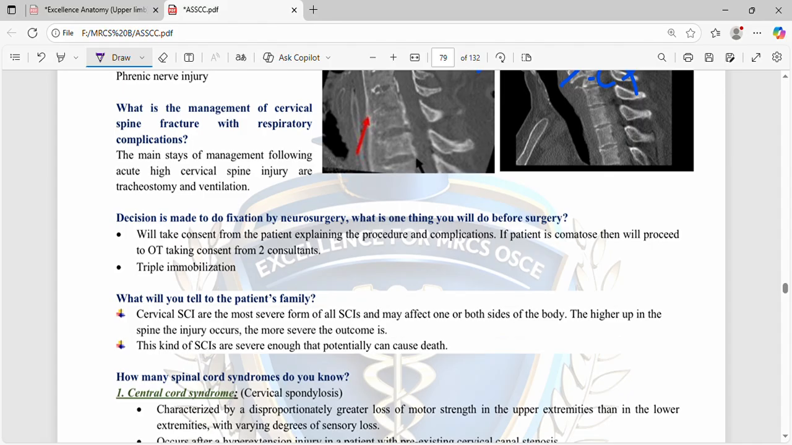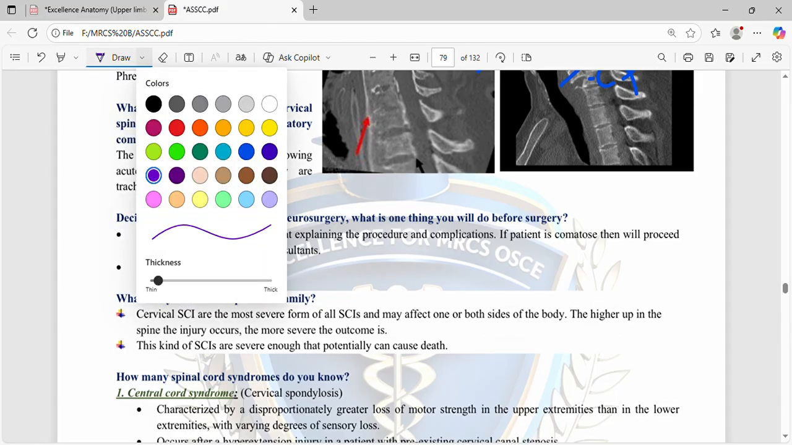What is the one thing you will do before surgery? We'll take consent from the patient, explaining the procedure and the complications. If the patient is comatose, then we'll proceed to OT, taking consent from two consultants. So first I will take consent from the patient's relatives or guardians, and if the situation is emergent and the patient is dying, I will take the patient to OT under the consent of two consultants. Triple immobilization means immobilization by cervical collar, sandbag, and the tape.